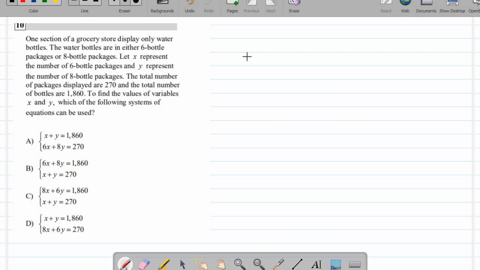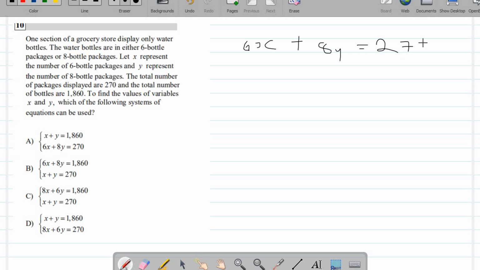Alright, we have number 10 here. One section of a grocery store displays only water bottles. The water bottles are in either 6 bottle packages or 8 bottle packages. Let x represent the number of 6 bottle packages, that's 6x. And y represent the number of 8 bottle packages, so you have 8y. The total number of packages displayed is 270. So if you add them together, it's equal to 270.